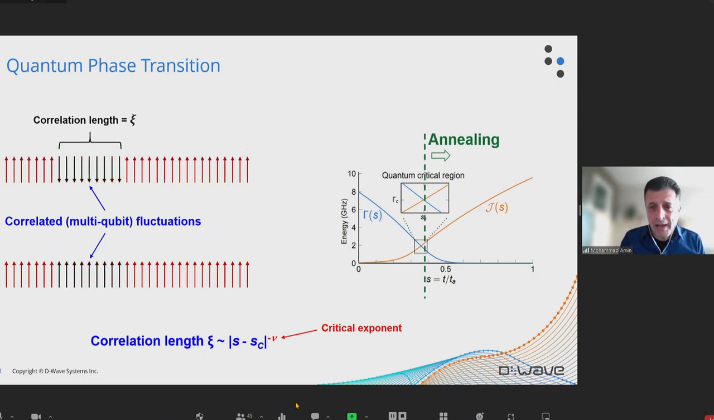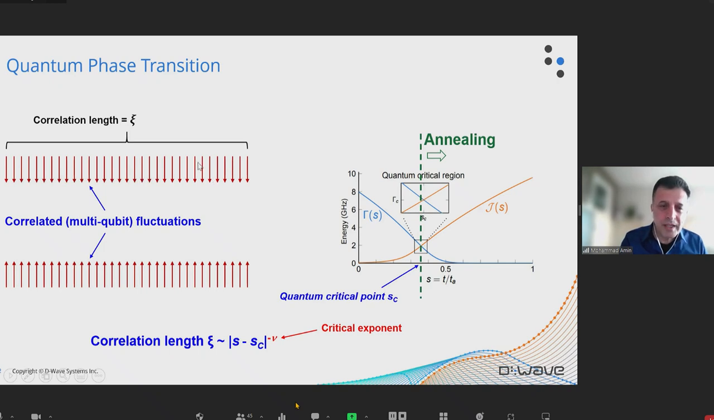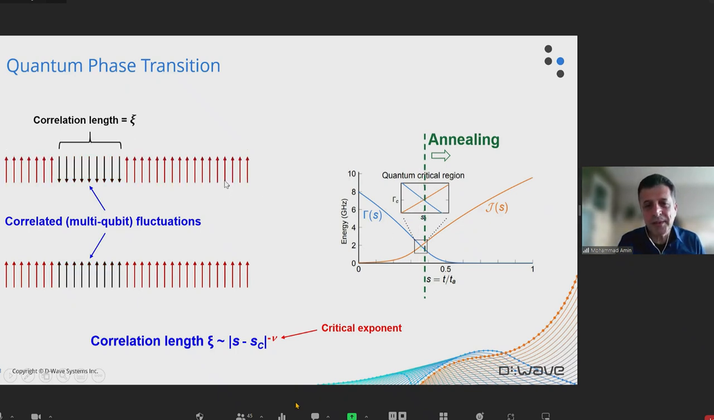But if you go after the critical point, here you still, I'm representing both down and up, so there's no symmetry breaking yet. But as you go further, there's a symmetry breaking. So up is preferred, or down, I'm choosing up. But the system is not completely ordered yet. So there are regions of the system that still fluctuate.